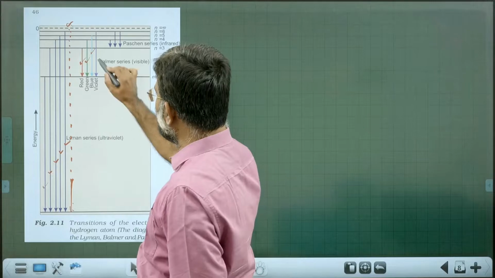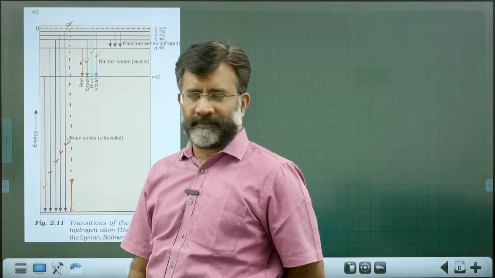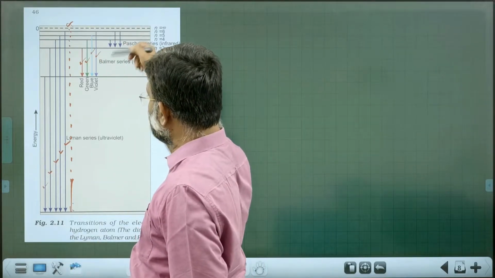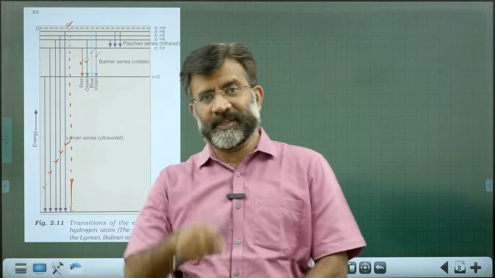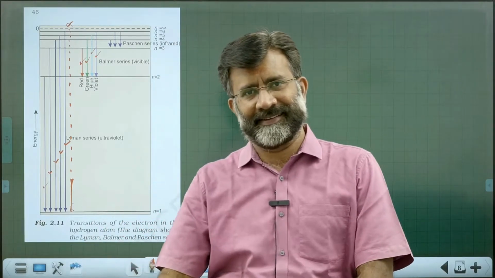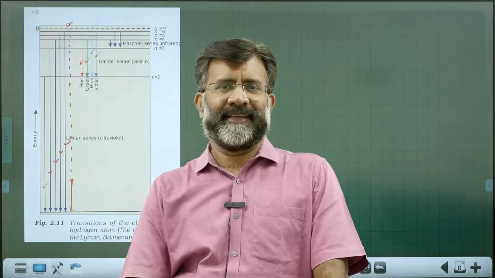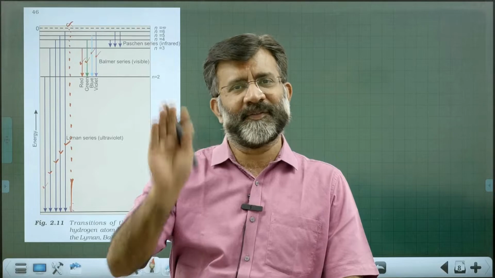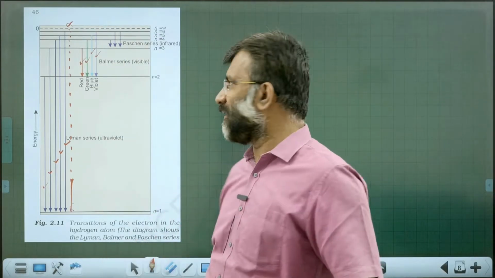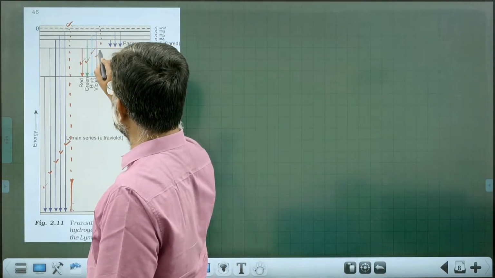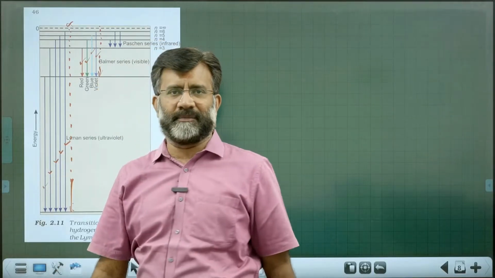Fourth line of Balmer series, violet in color. What about the fifth line? Fifth line, sixth line, seventh line, eighth line, all in the violet region. Limiting line means from infinity to 2. That is the limiting line of Balmer series.